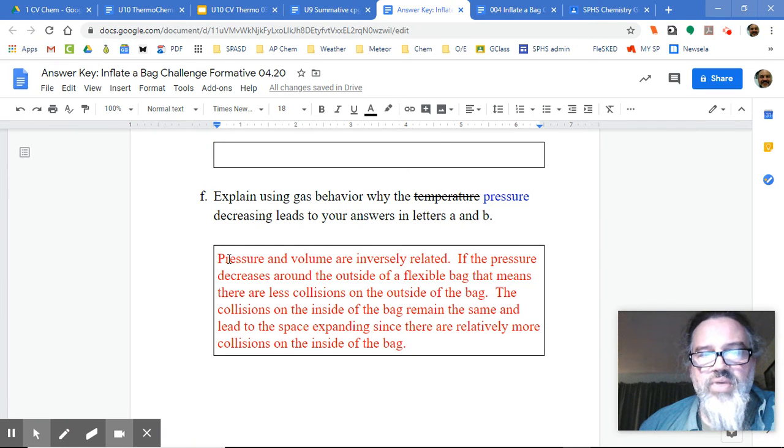And really what you want to do is talk about pressure and volume being inversely related. This is Boyle's law. If the pressure decreases around the outside of a flexible bag, that means there are fewer collisions on the outside of the bag. Collisions on the inside of the bag remain the same. And that leads to the bag expanding, since there are relatively more collisions on the inside of the bag versus the outside of the bag.